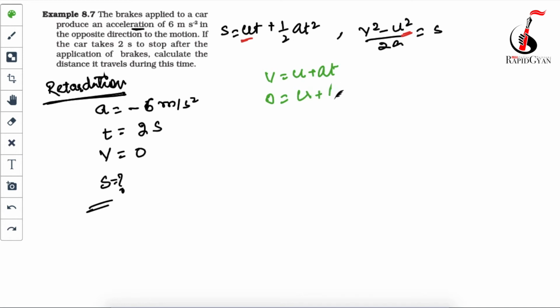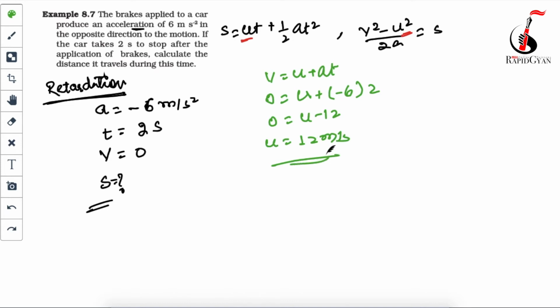A is minus 6 times 2. So 0 is equal to u minus 12. So u is equal to 12 meters per second. So I got the value of u.